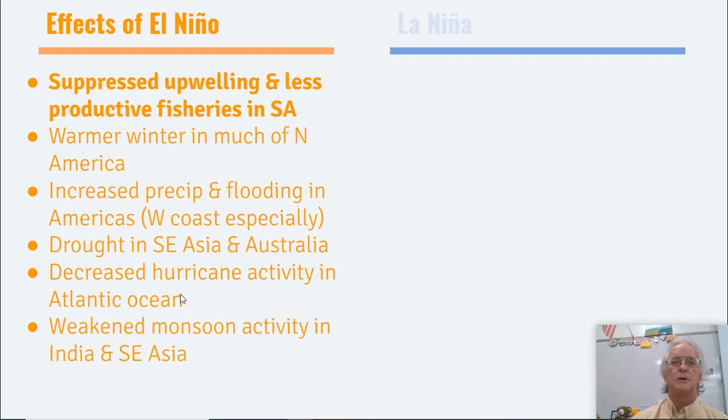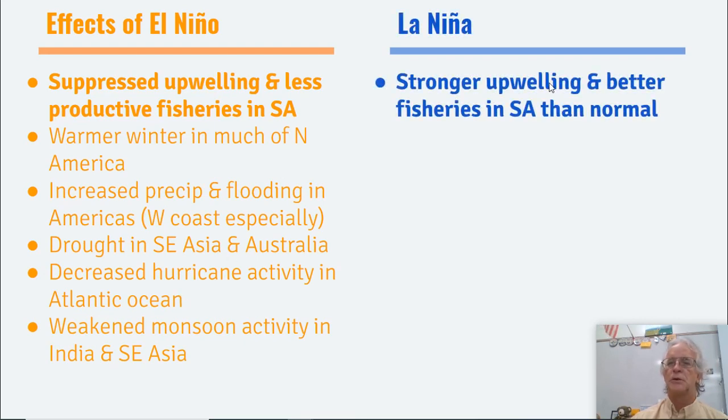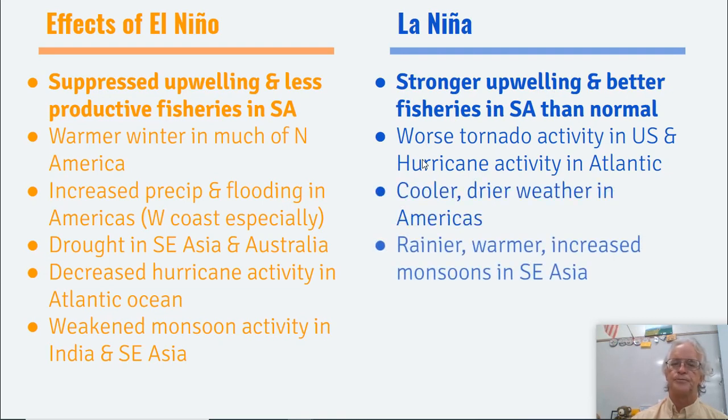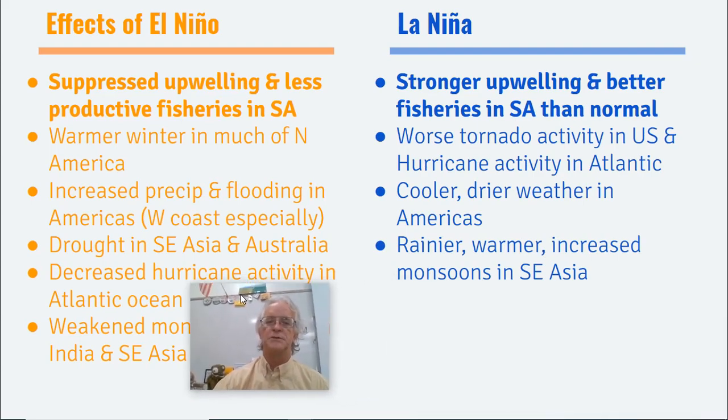La Nina, on the other hand, brings stronger upwelling and better fishing in South America, worse tornadoes in the U.S., worse hurricanes in the Atlantic, cooler and drier weather in the Americas, and rainier, warmer, increased monsoons in Southeast Asia.